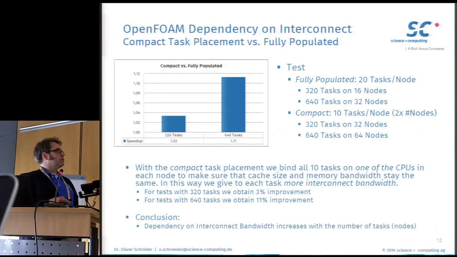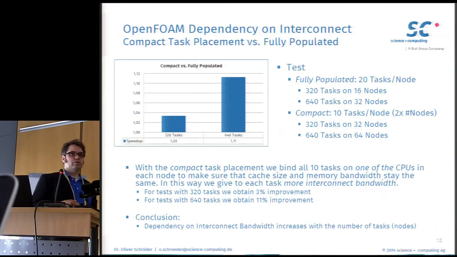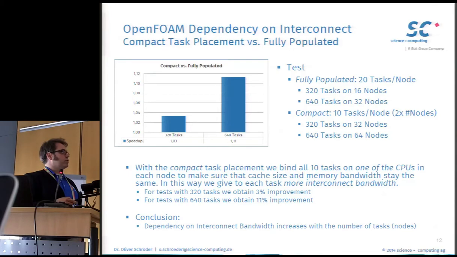And so we compare the fully populated 320 tasks on 16 nodes with 320 tasks on 32 nodes, and what we get is a speed up of 3%. Then we look at 640 tasks on 32 nodes and increase that to 64 nodes, and we get a speed up of 11%.